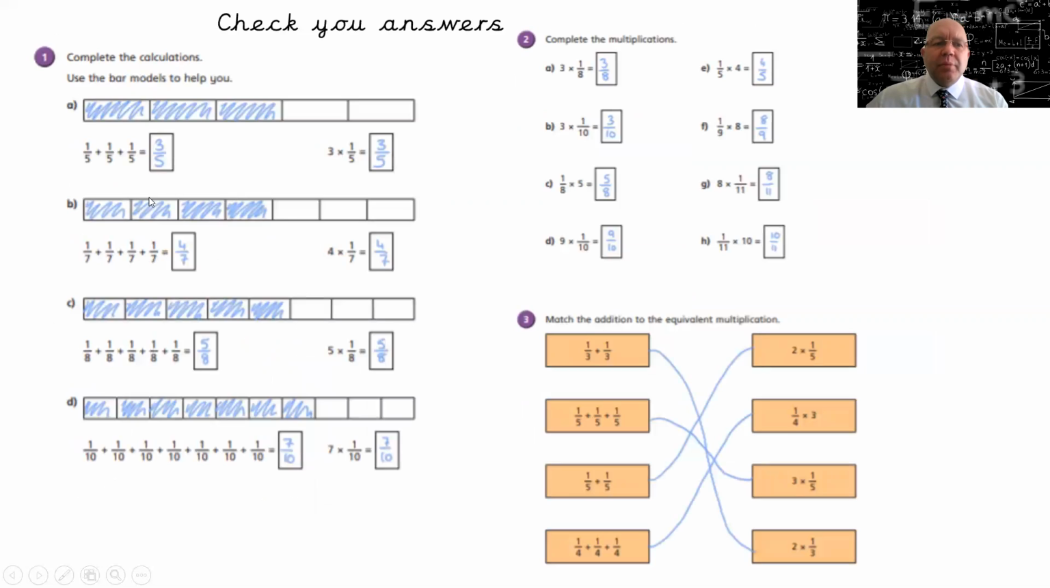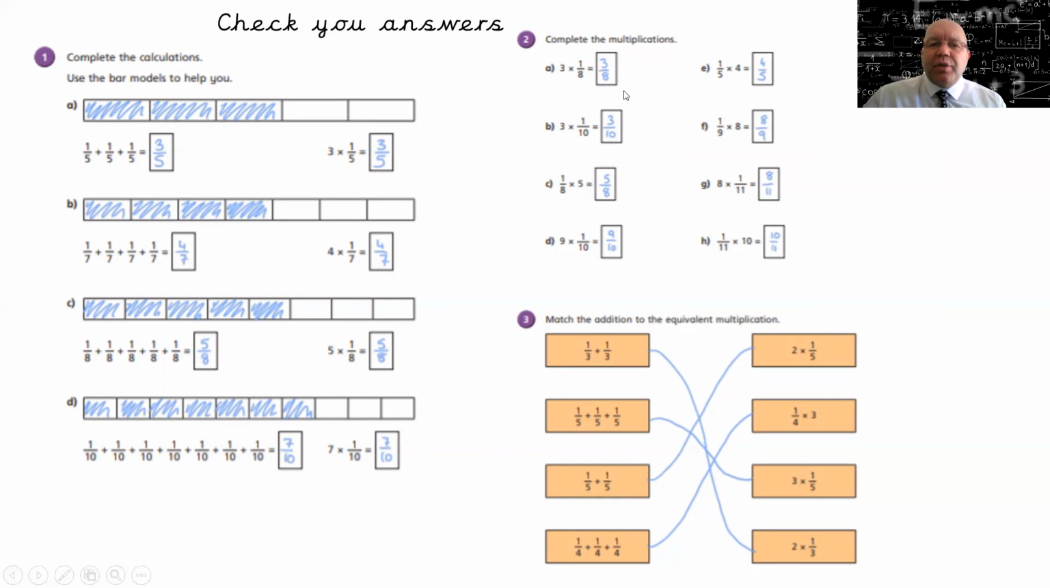Well, there you go. I'm sure most of us have not needed a bar model for these. If you've got 3 1/5, then your answer is 3/5. And as a multiplication, that's 3 times 1/5. If you're adding 4 1/7, that's 4 sevenths, or 4 times 1/7. If you're adding 5 eighths, then your answer is 5 eighths, or 5 times 1/8 is 5 eighths. And finally, if you're adding 7 1/10, then you've got 7 tenths, or 7 times 1/10 is 7 tenths.